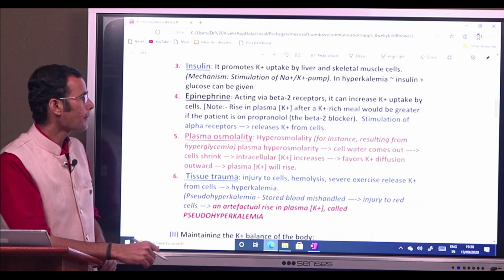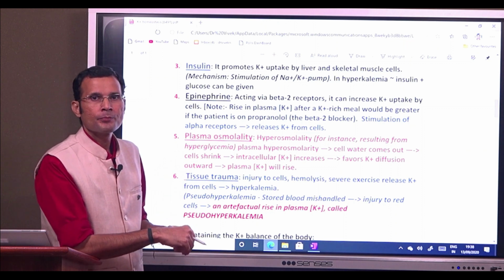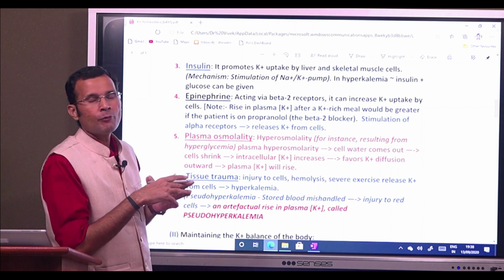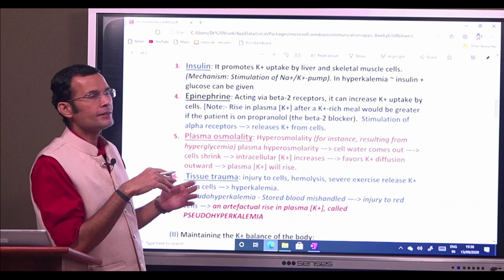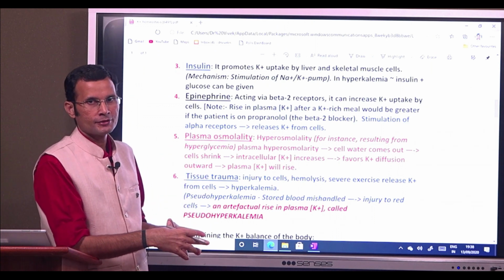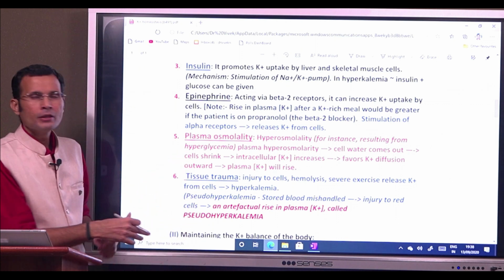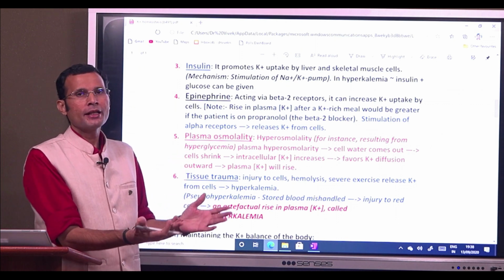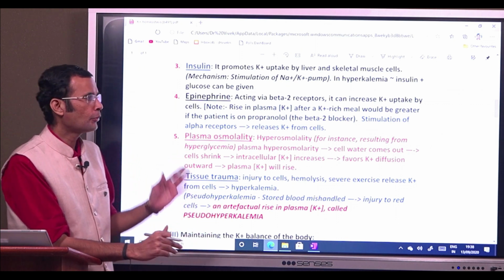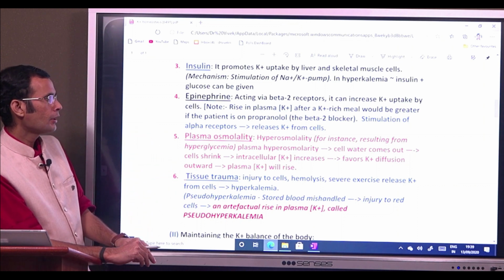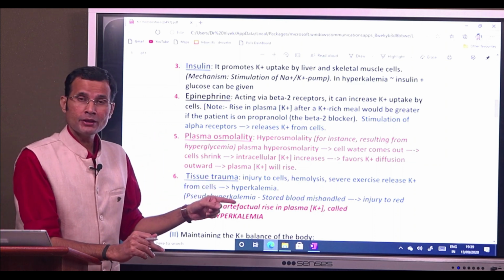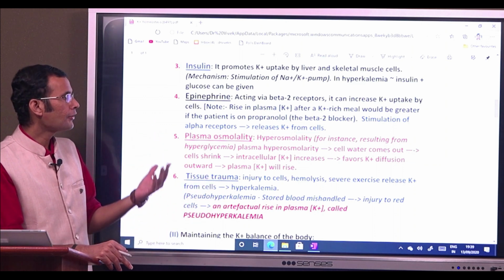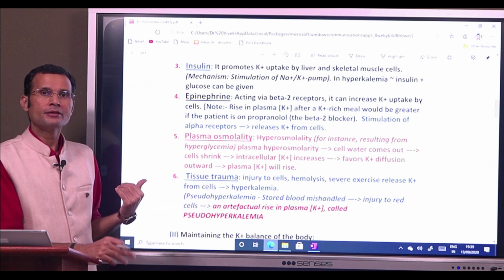The next factor, epinephrine. Now this, acting via beta 2 receptors, increases the potassium uptake by the cells. Again, the mechanism is the same, stimulating the sodium potassium pump activity, so potassium is pushed into the cells. Of course, stimulation of the alpha receptors has the opposite effect. It releases potassium from the cells into the blood.